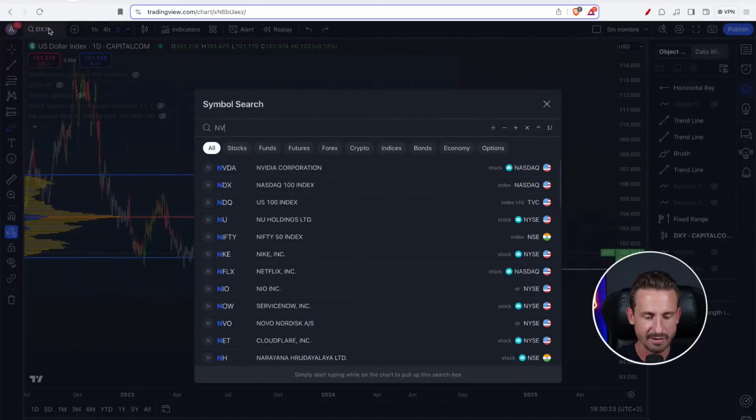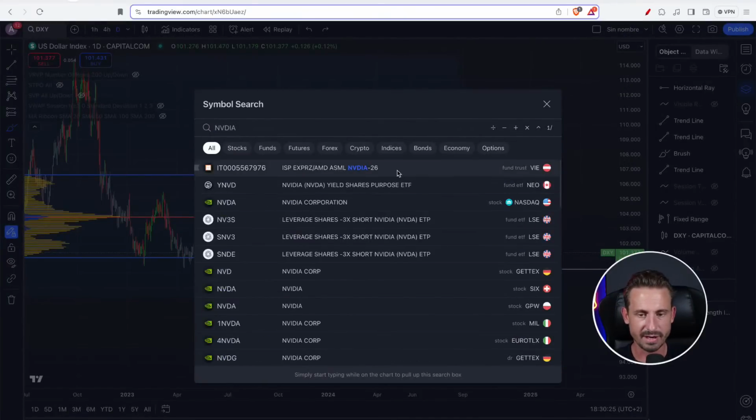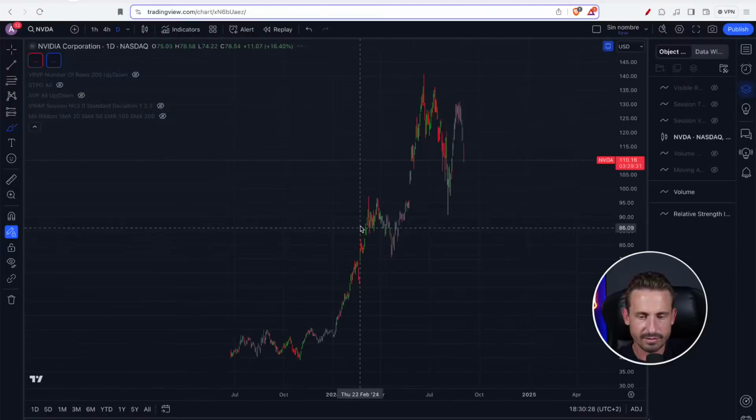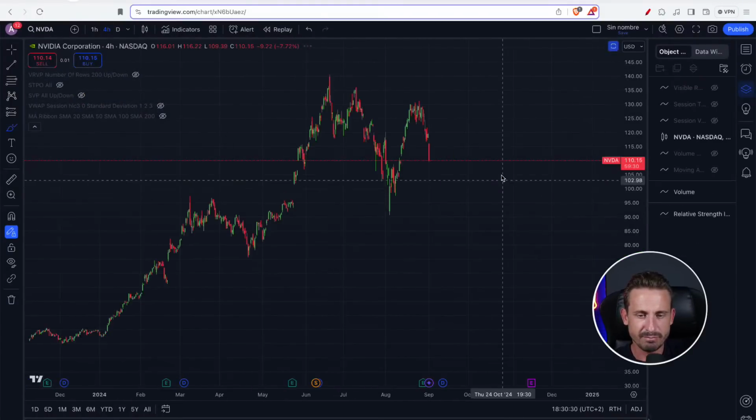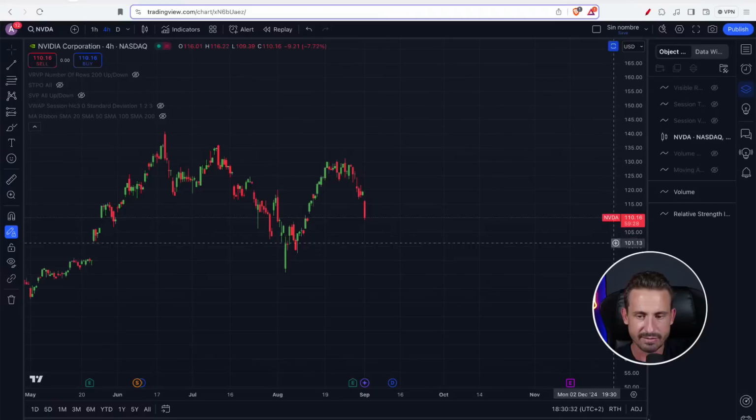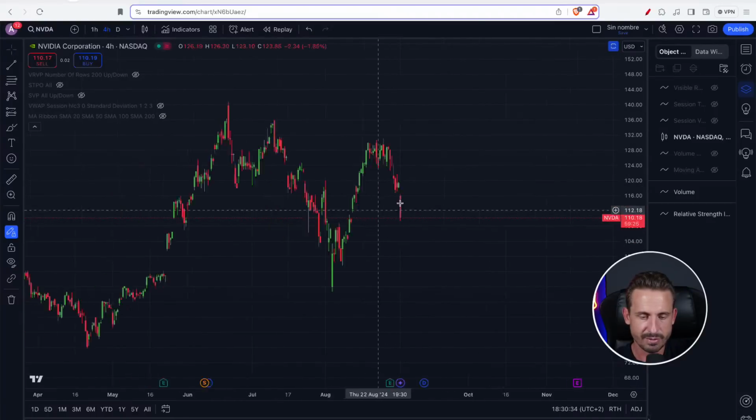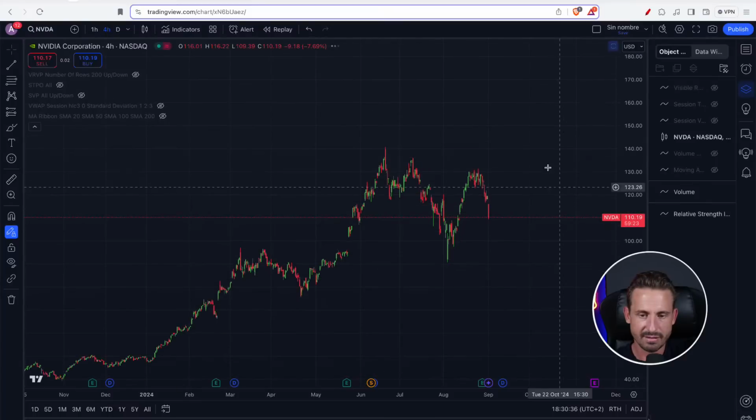Let's take a look at Nvidia. What's going on with Nvidia? Is it getting a major corrective move? It is dropping pretty aggressively today. Looking pretty nasty, this drop.